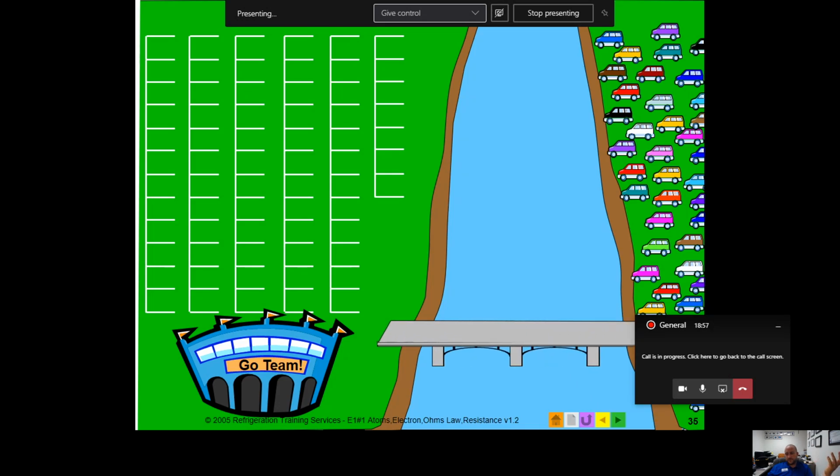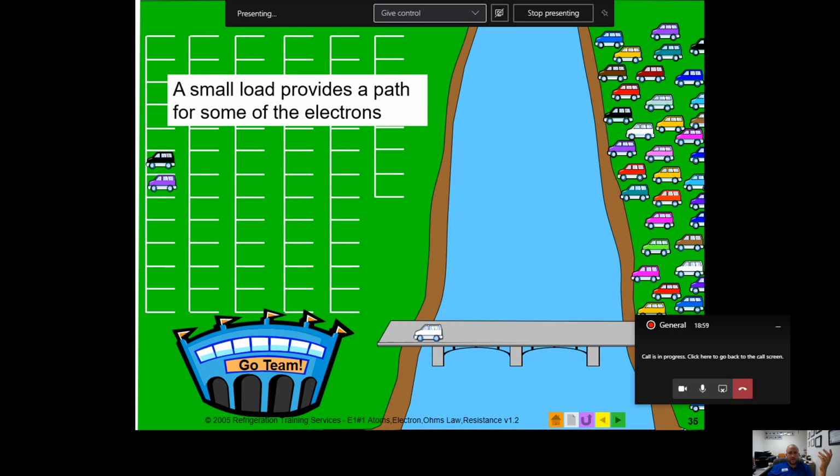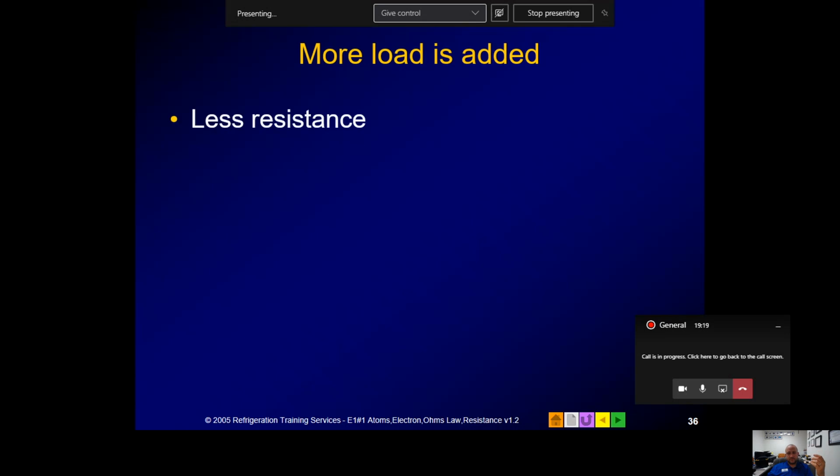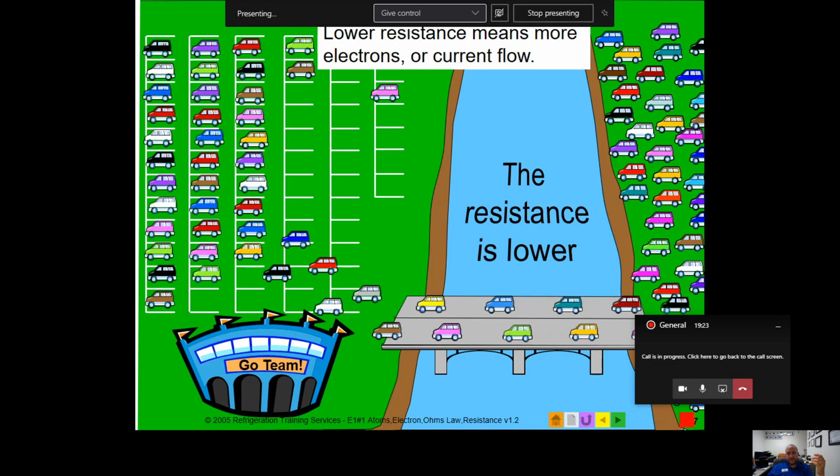So let's say we put in a little bridge down here. A small load provides a path for some of the electrons, and now you can start seeing that things are coming across, but is there an easy path for everybody, or is there still high resistance? Still high resistance. So what if I lower the resistance? What would that look like? Adding more bridges, more load. All right, resistance is lower, which means more electrons, more current flows.